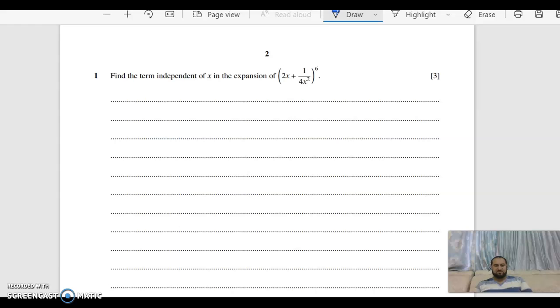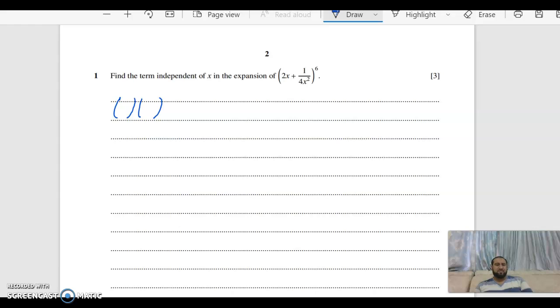It says find the term independent of x in the expansion of (2x + 1/(4x^2)) to the power of 6. The term independent of x is where we cannot have x anymore. There are different ways, but what you can do here is write the powers, because if the power of x in the numerator and the power of x in the denominator are the same, we can cancel them out and get the term independent of x.